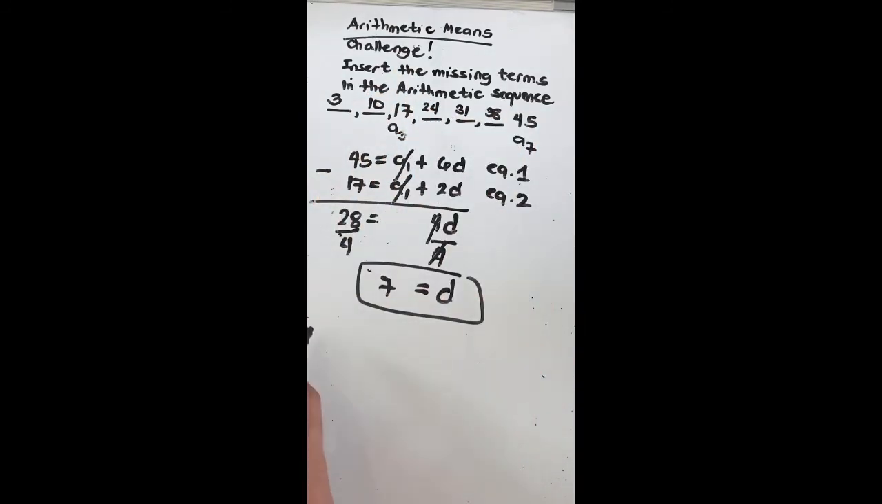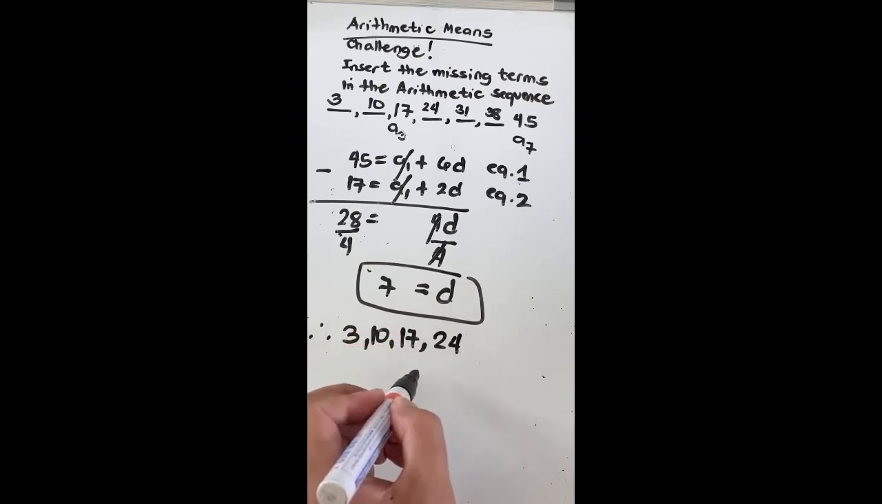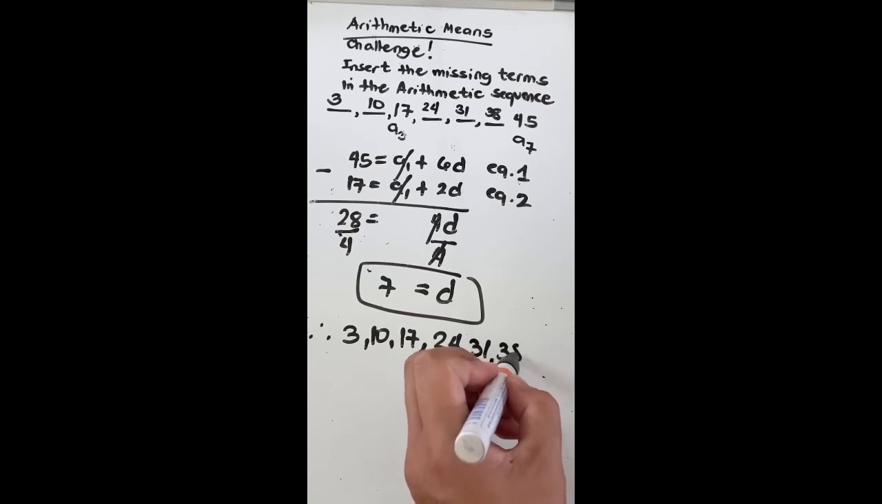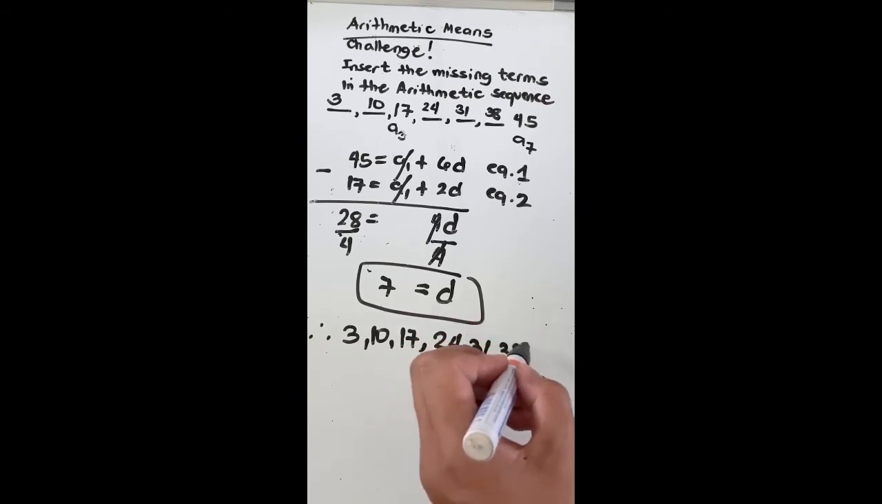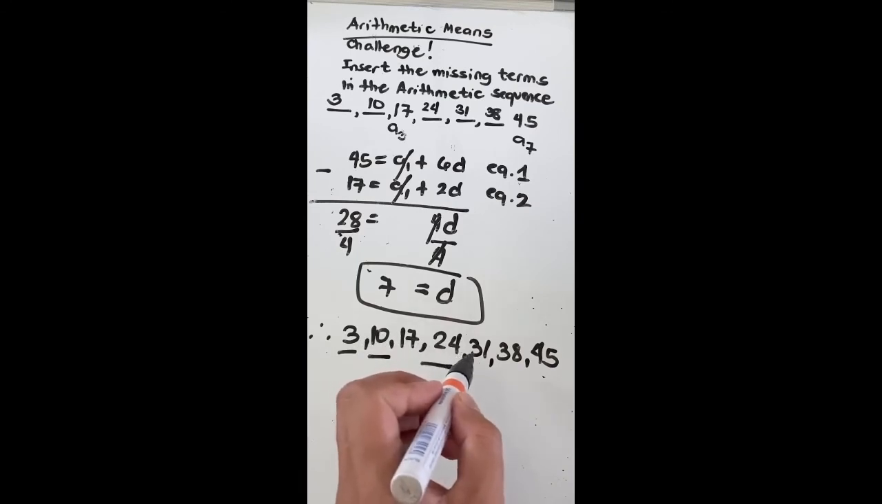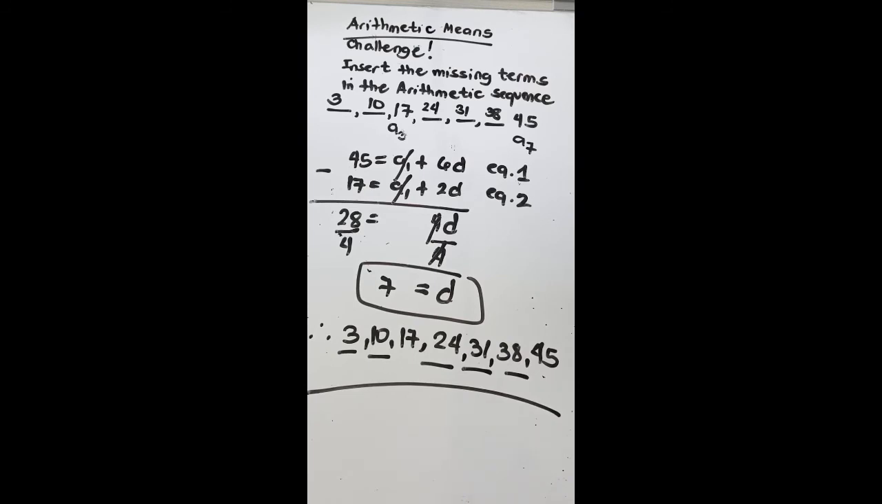So, therefore, our sequence is 3, 10, 17, 24, 31, 38, and 45. So, ano yung mga missing terms? 3, 10, 24, 31, and 38. So, here is our final answer for the challenge. So, I hope na meron kayong natutunan on arithmetic means.